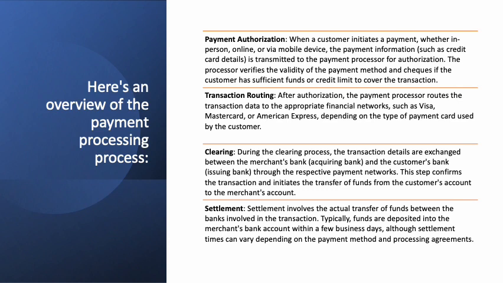Transaction routing. After authorization, the payment processor routes the transaction data to the appropriate financial networks such as Visa, MasterCard, or American Express, depending on the type of payment card used by the customer.